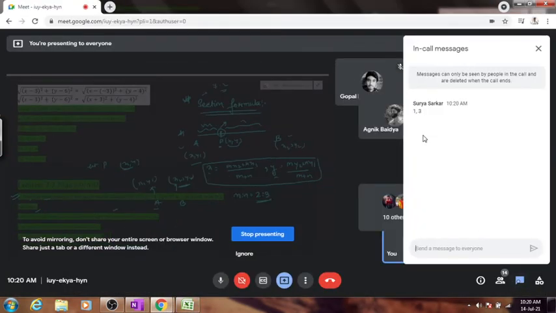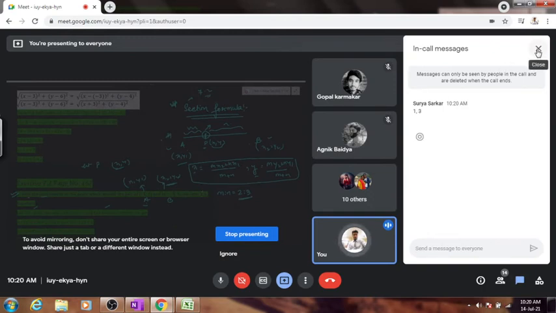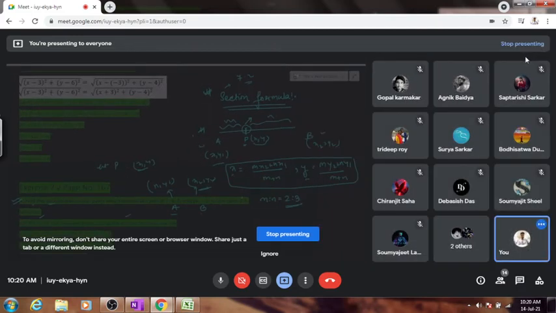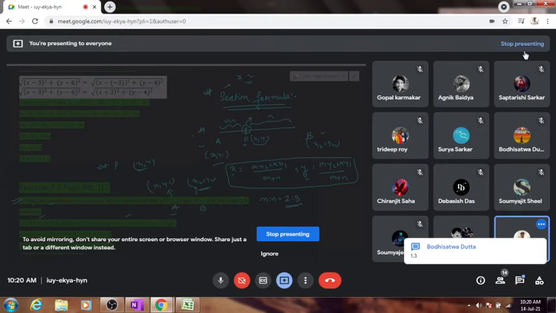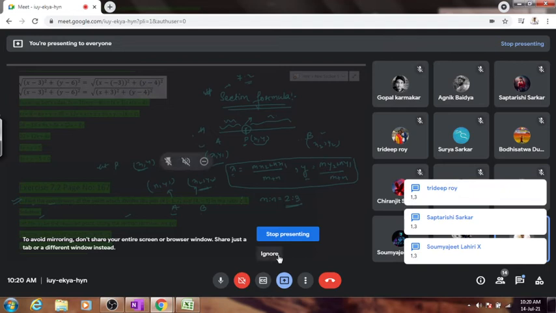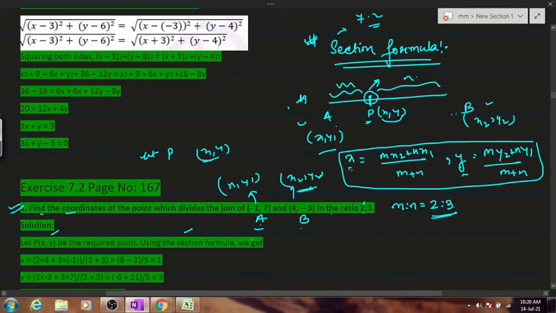Okay, I've got the first answer. Surya Sarkar, 1,3. Very good, Surya. Anyone else? Triti, Praday, Gopal, Saptarishi, 1,3. Purushoto, Sheel, Debashish, Chirandit, Agnik, 1,3. Larry, Deep. Everyone has the answer. Very good, everyone. 1,3.